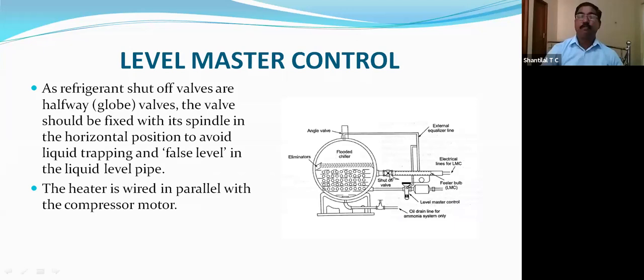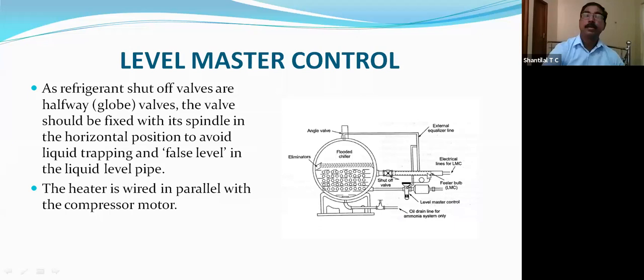pipe. In the liquid level pipe, to avoid false level or liquid trapping, the valve is fixed in horizontal position and the heater is wired in parallel with the compressor motor. So here the heater is there, and this heater is connected in parallel to the compressor motor.